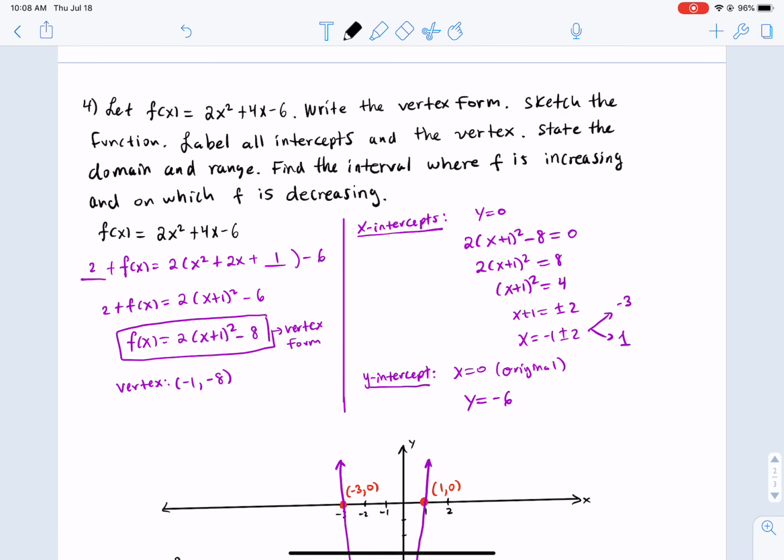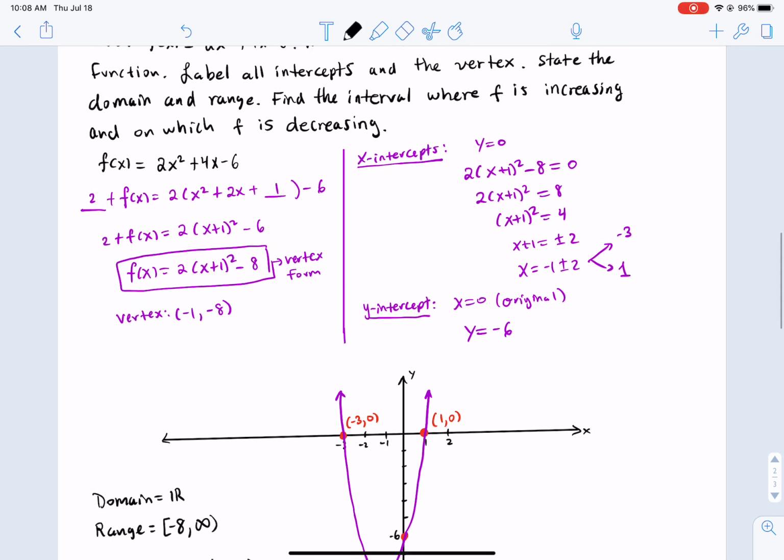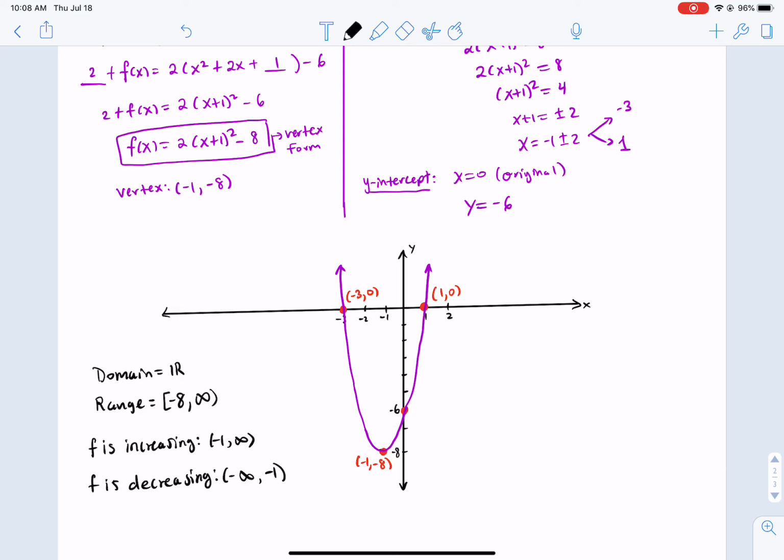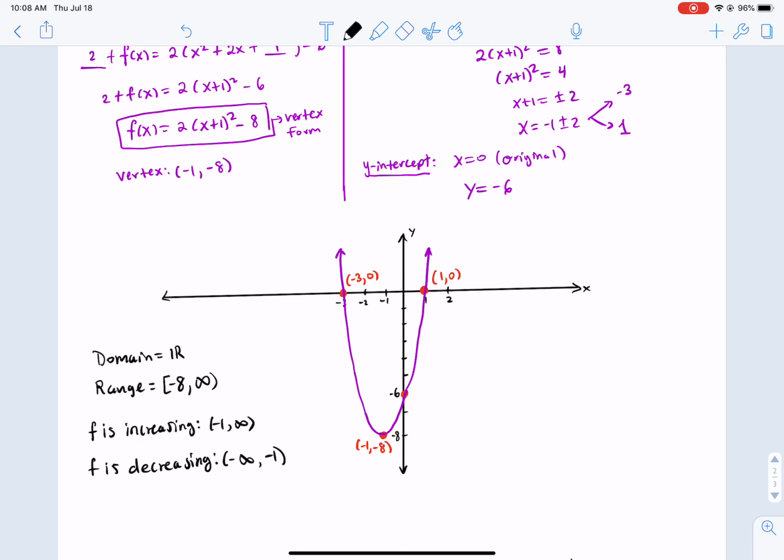So write the vertex form of this parabola. We did it. Sketch the function. That's our sketch. Label all intercepts and the vertex. We did that. State the domain and the range. We did it. Find the intervals where f is increasing and on which f is decreasing. We did that, right? So is that okay? Okay. Great. And then we have the last question now, right?